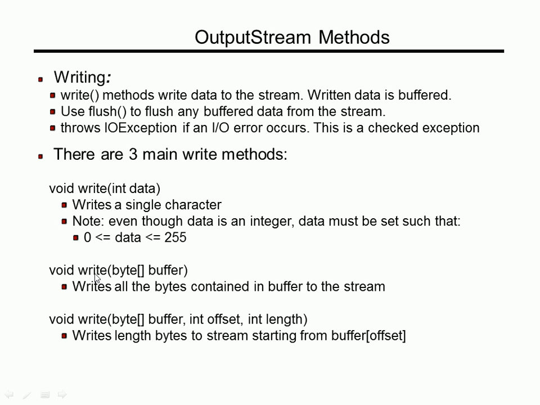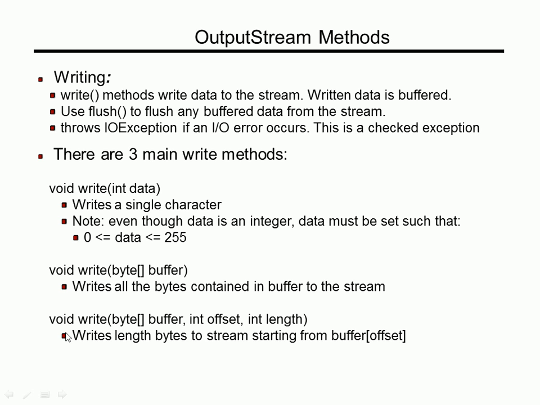Then the write also has 3 main methods. They all return nothing. The first writes a single character. Note, even though the data is an integer, the data should be less than 255. It shouldn't be greater than that. It's a single character, but it shouldn't be more than that. And you know, each data has its corresponding ASCII value.